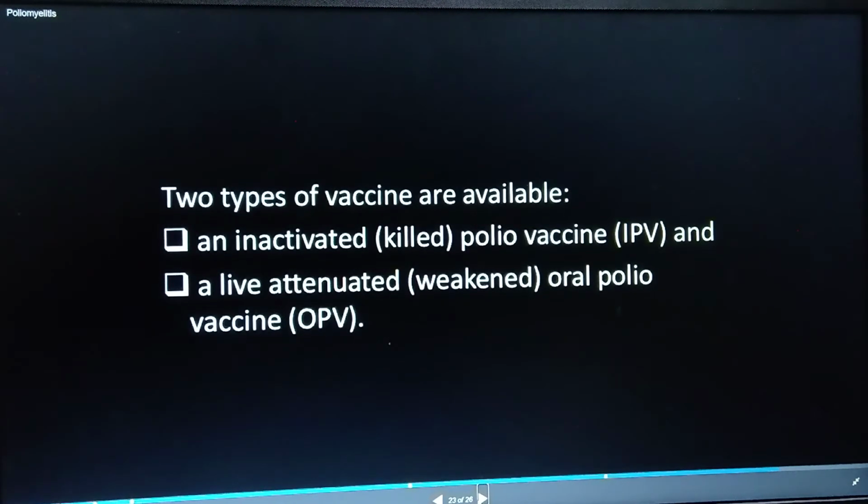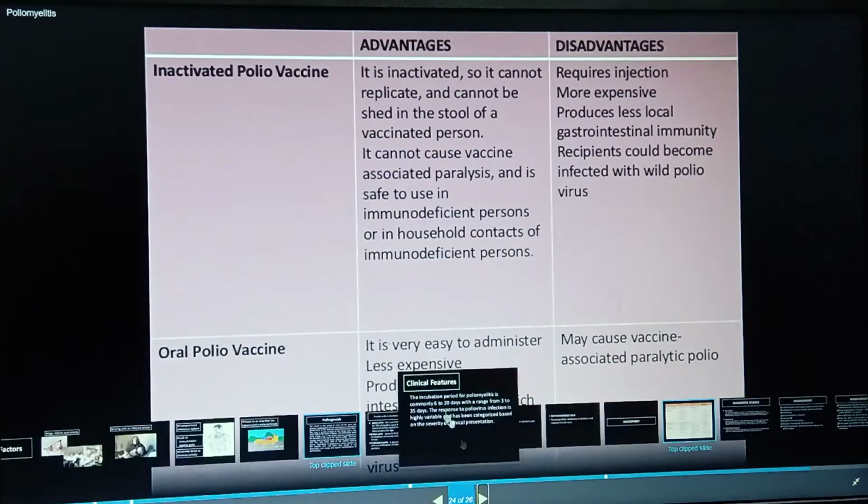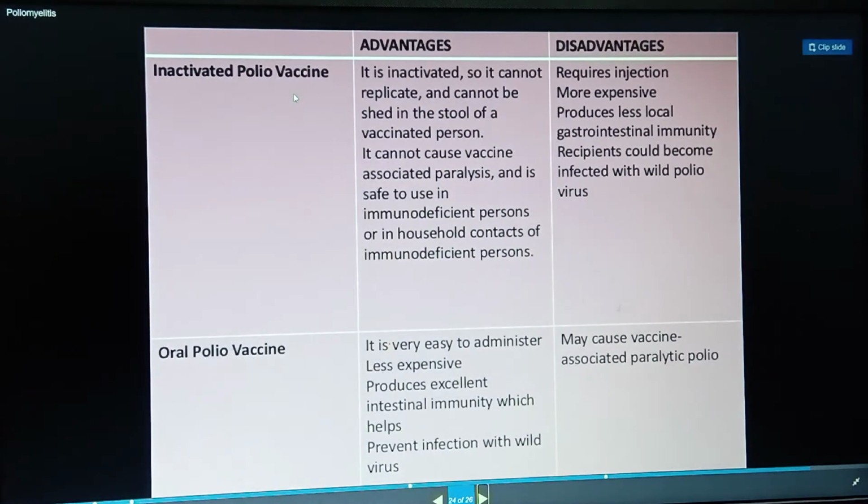Okay, so those are the 2 vaccines they are going to give for the patients. Okay, what are the advantages of the inactivated vaccine? What is shed in the stool of the vaccinated person? In the inactivated polio vaccine it is non-paralytic, so it cannot cause vaccine associated paralysis. Okay, so whatever the infection is there, it will be shed out in the stool itself.